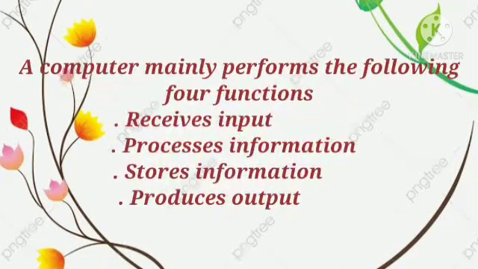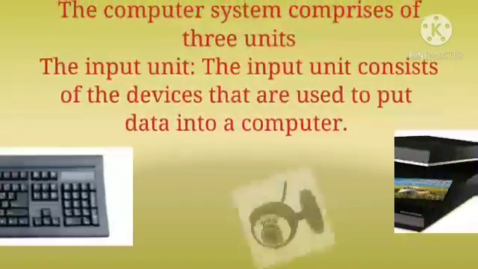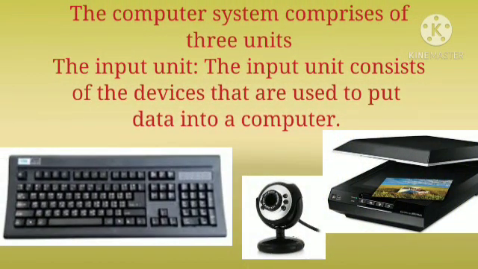A computer mainly performs the following four functions. First, receives input. Second, process information. Third, stores information. And fourth, produces output. The computer system comprises of three units.